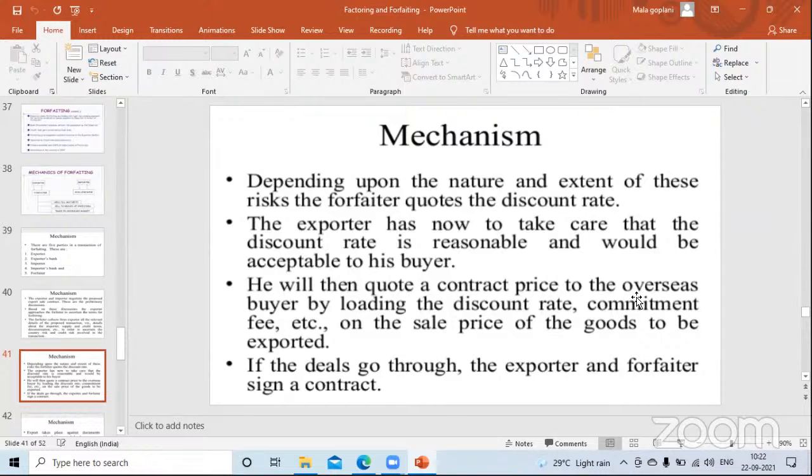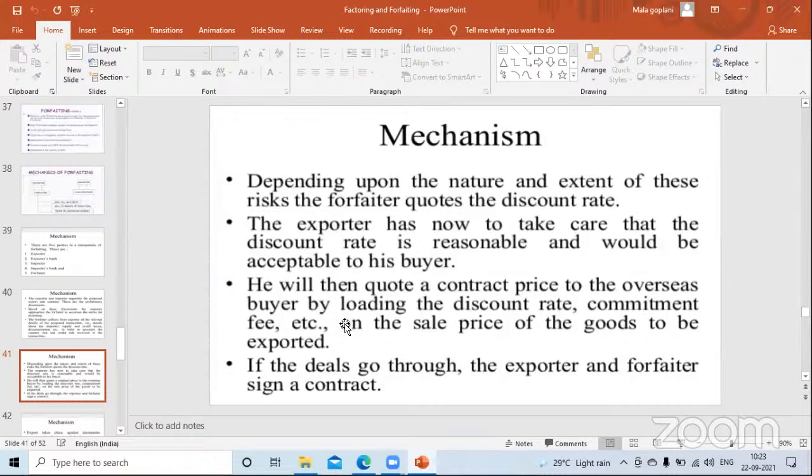Okay, he is going to be transacting with the buyer who is based in other countries outside India. Okay, so he will quote accordingly the contract price by loading the discount rate, commitment fees, that means commission which is paid to the forfeiter, etc., on the sale price of the goods to be exported. Now, if the deals go through, all the deals, with the exporter and forfeiter and the exporter and the buyer.